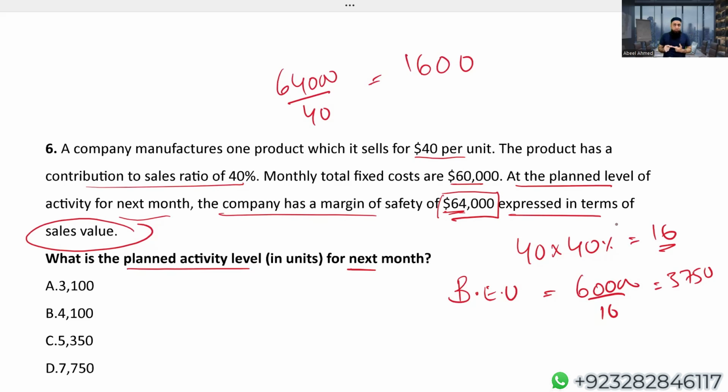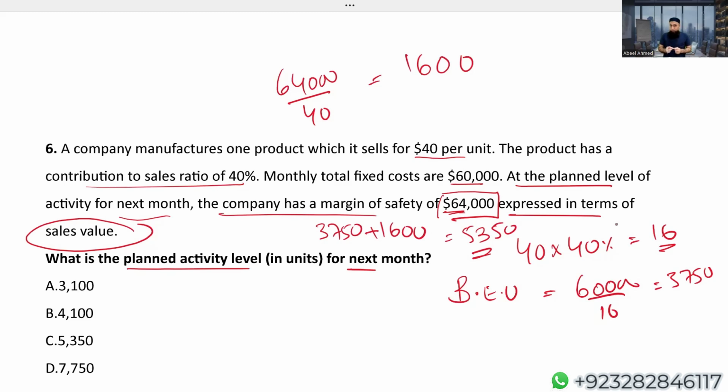So we know the break-even units we have calculated, and the margin of safety units we have calculated. Simply you will add both of them. That will give us the next month's planned activity. So next month's planned activity is 3,750 break-even plus the margin of safety 1,600. 3,750 plus 1,600, students, I am getting 5,350.